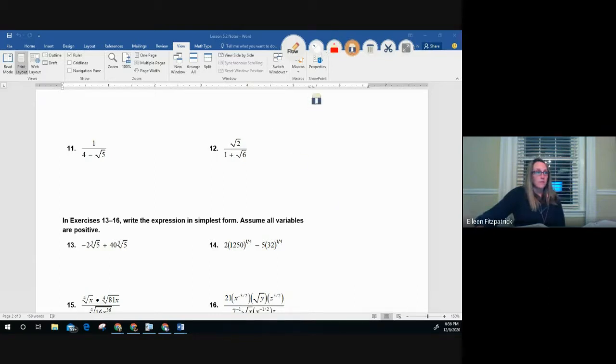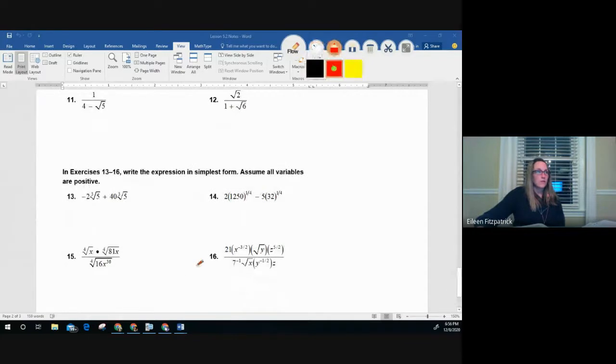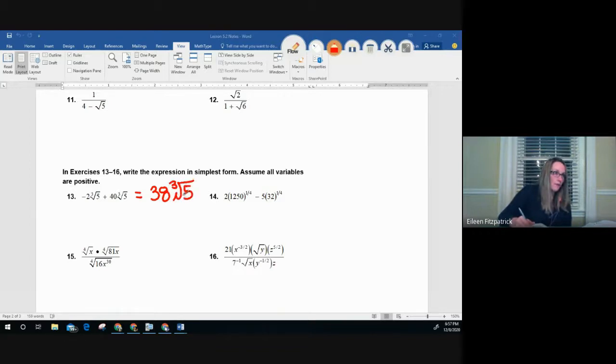Now these last 4 examples. Scroll down. All right, I'm just going to probably do 2 of them. I'm going to give you the answers to all of them. The answer to 13 is 38 cube root of 5. Number 14, the answer is 0.